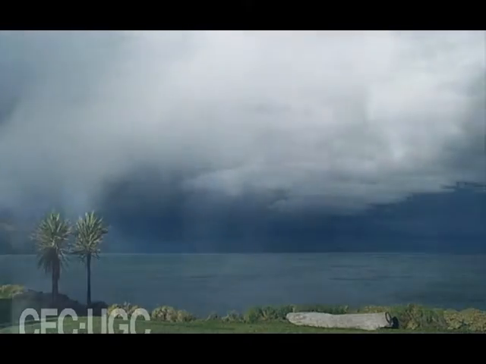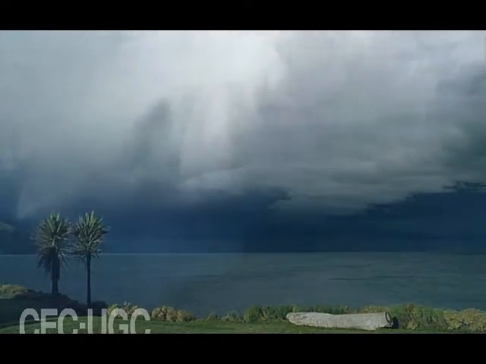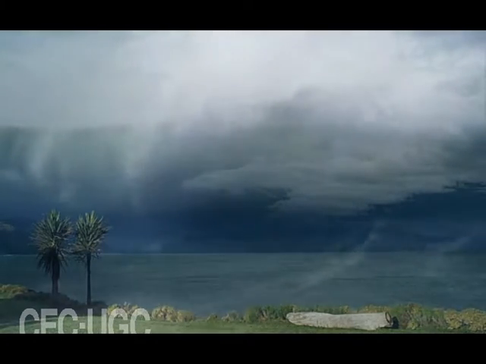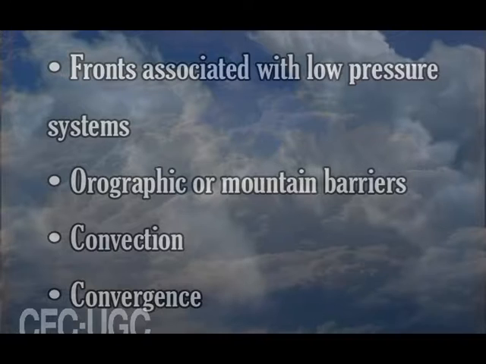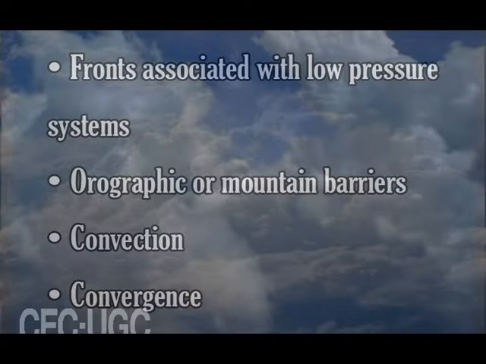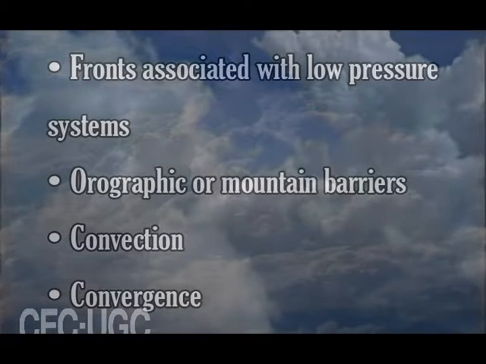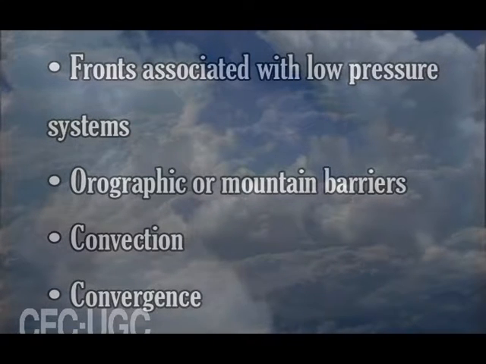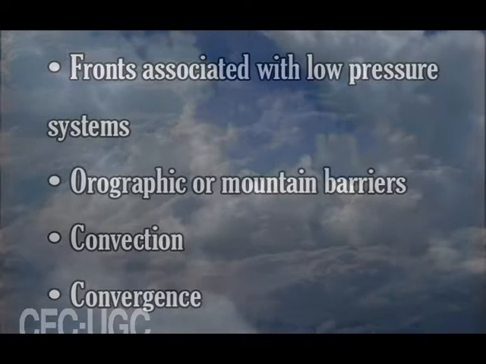The primary way to cool the atmosphere is through upward vertical motion or lifting of air. Thus, the second requirement for cloud formation is a source of lift through the following processes. They are fronts associated with low pressure systems, orographic or mountain barriers, convection and convergence.